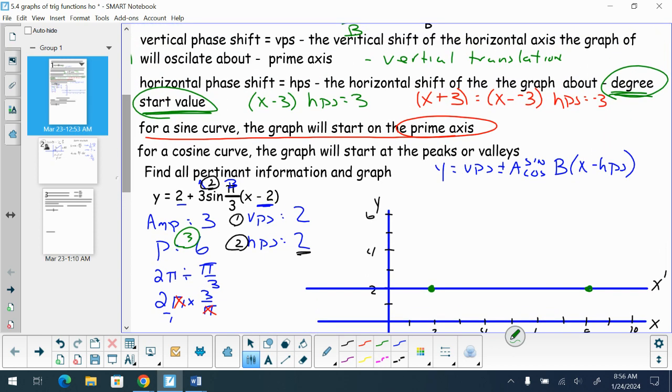We deal with a sine curve. If you remember a sine curve, we start on the prime axis. And the roller coaster ride, we start click, click, click, climbing the hill. And then we go into scream mode. We go underneath. And then we come back up again.